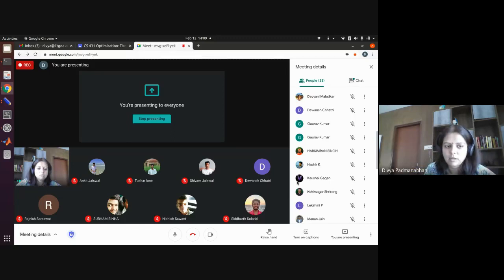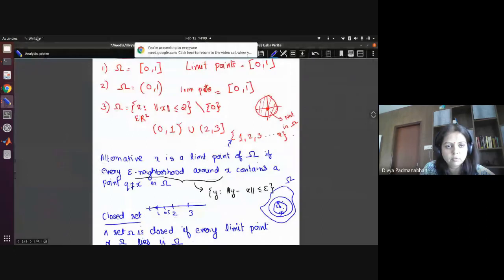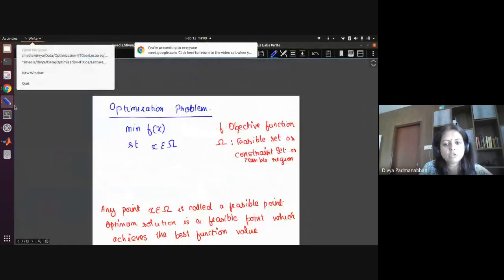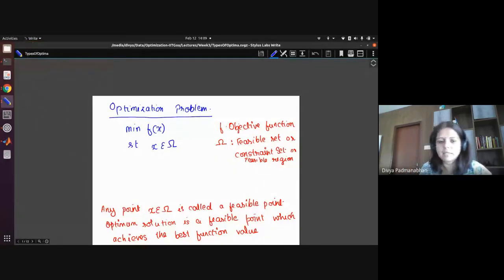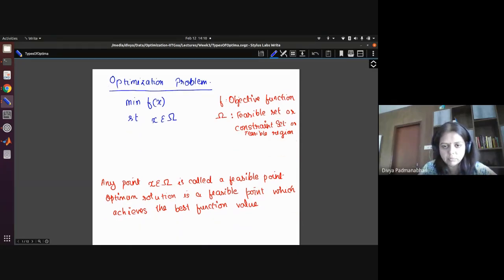So today finally we'll move on to the optimization basics. So far we were looking at the preliminaries. We looked at some things in linear algebra, calculus, and some things about the geometry of sets in terms of topology. This will be needed to analyze optimization problems. You all know that an optimization problem is of this form: you have some function f of x which you want to minimize.